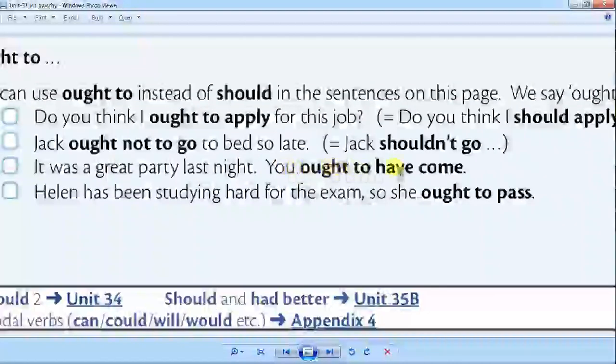You ought to have come. You ought to have come. You ought not to have come.